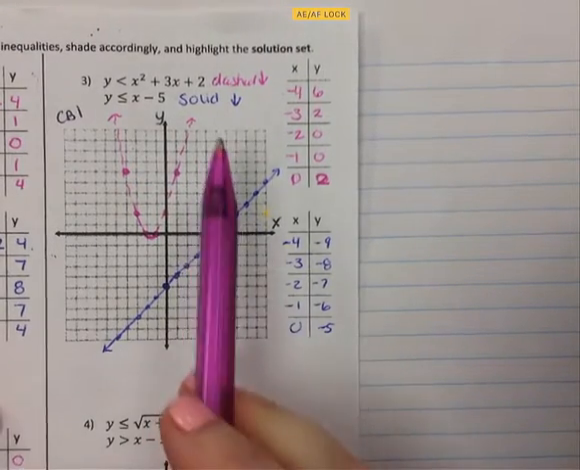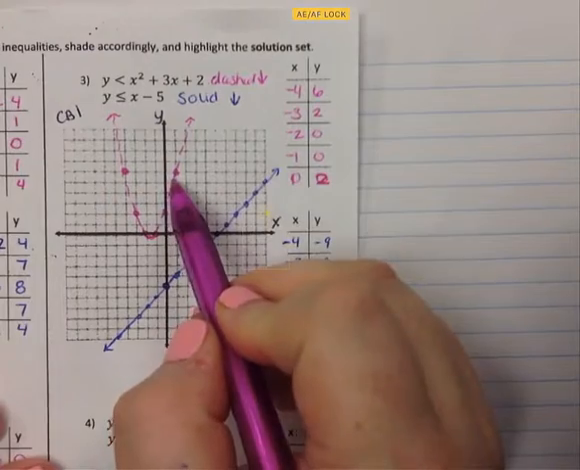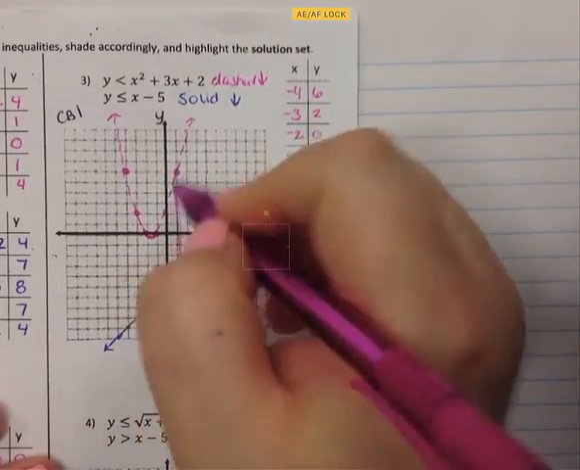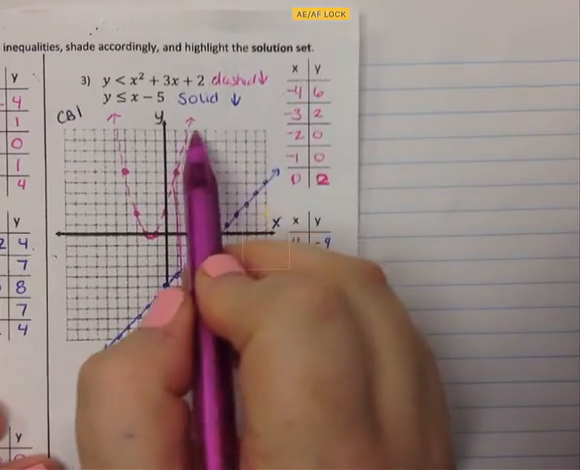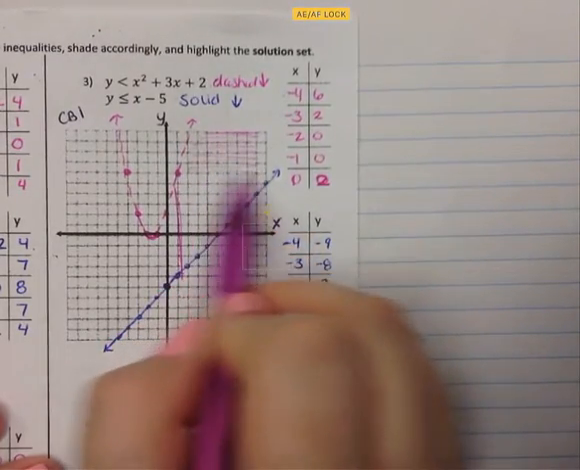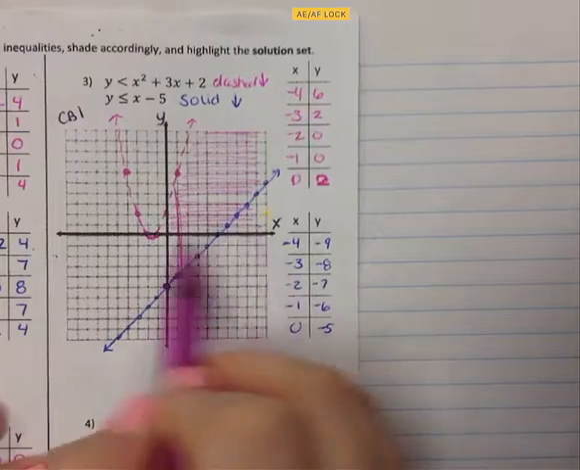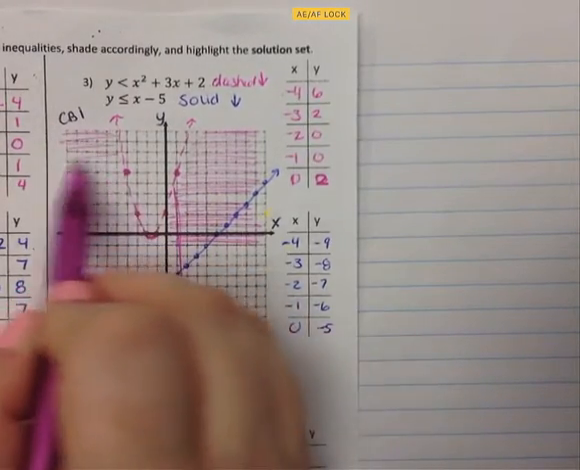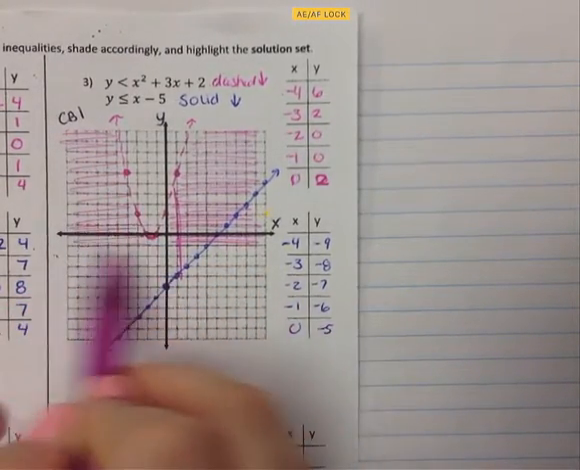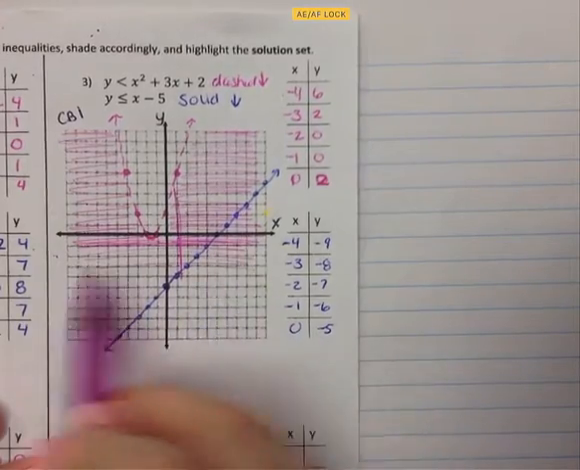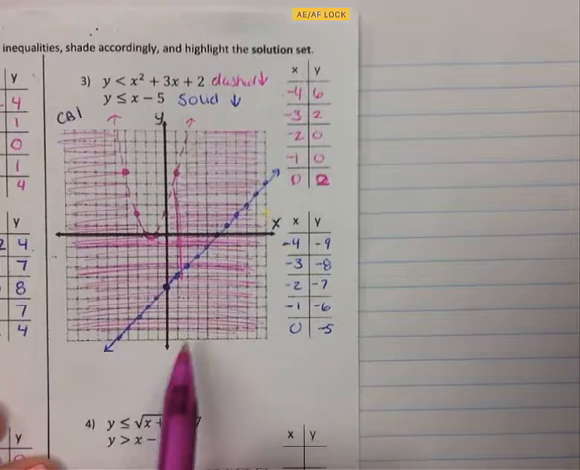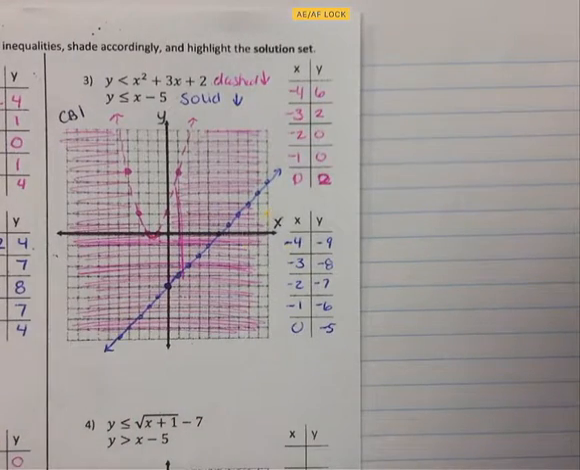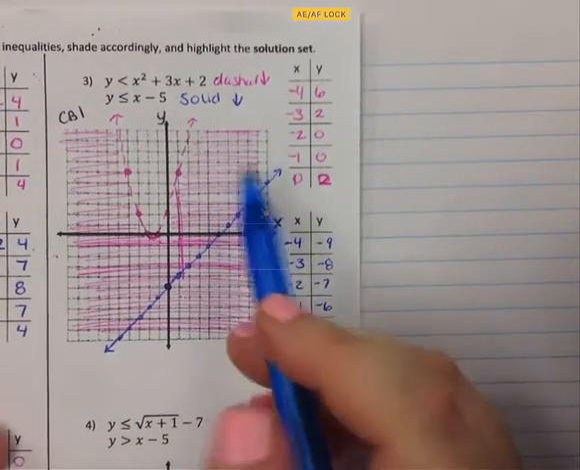So with the pink for the shading, on my pink parabola, I'm going to shade down. And we're either inside or outside the parabola. And as you can see, it's outside the parabola. So I'm going to shade everywhere outside of the parabola. And that means everywhere. So even down into the bottom half of the graph, I have to shade everywhere outside the parabola.